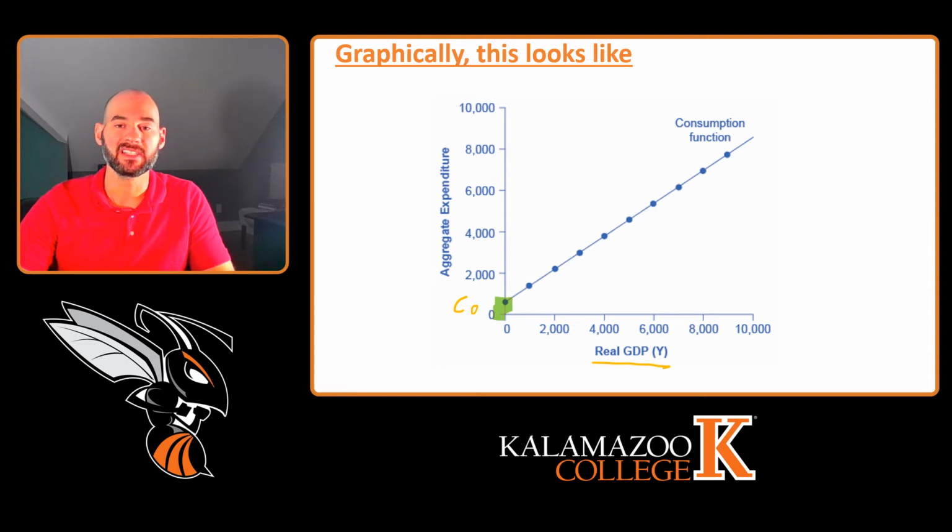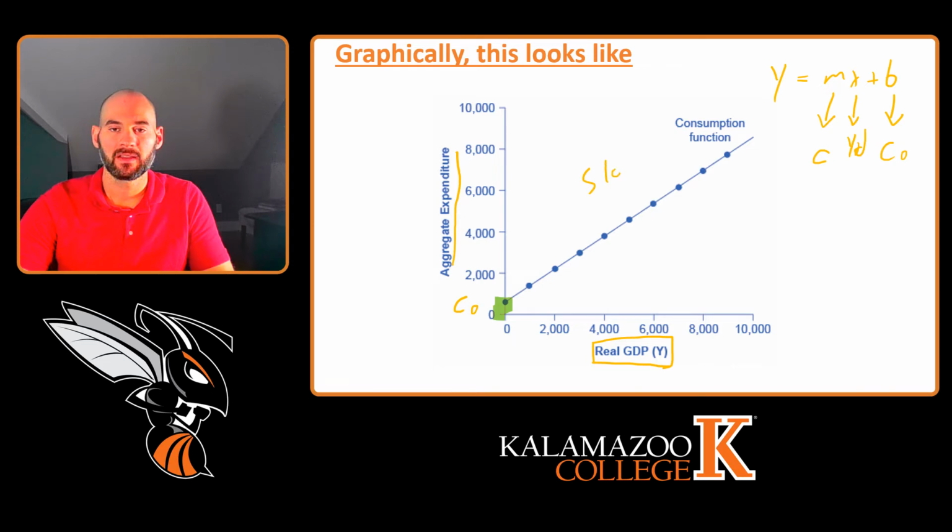And the slope of this line is telling us how much our Y variable changes in response to a change in our X variable, which is our Y equals MX plus B. B is our C naught. X is our YD. And M is our little c. And so the slope here is the percent of each additional dollar that we're spending. It's turning our X variable income into expenditure.